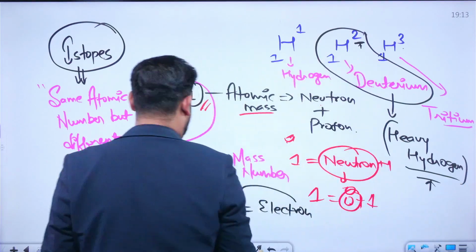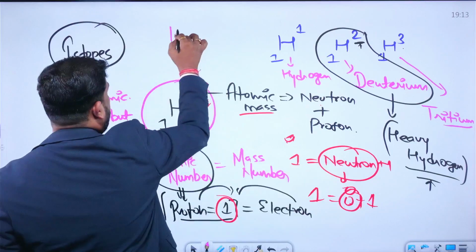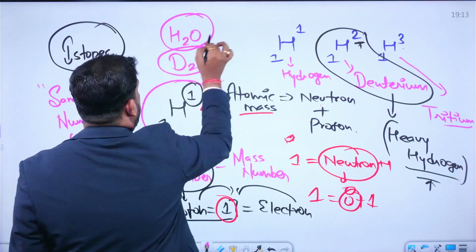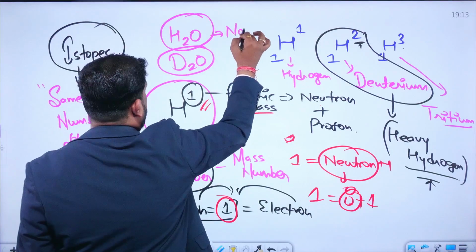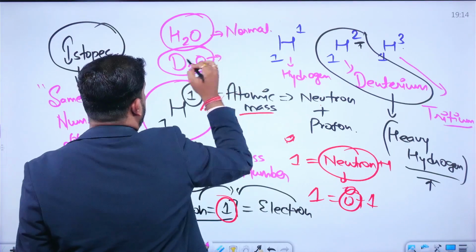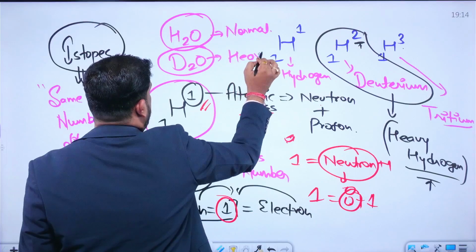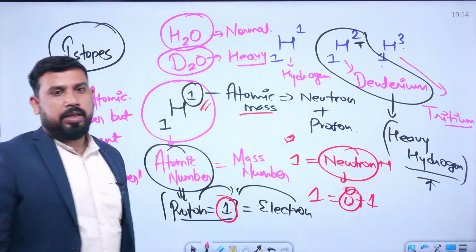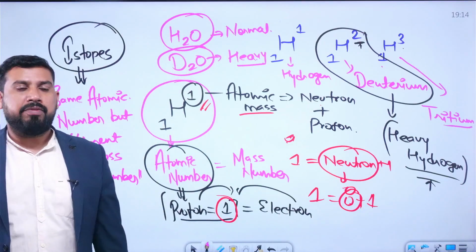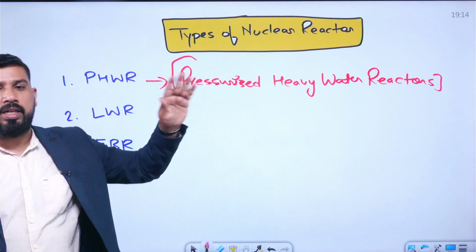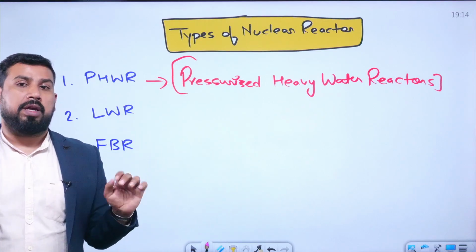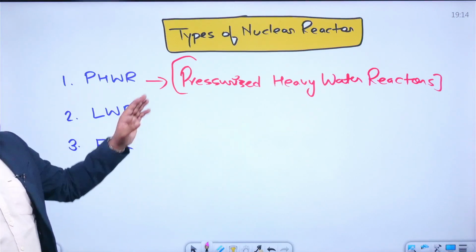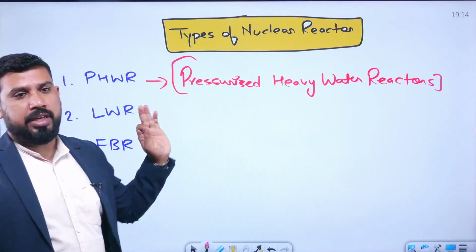When we talk about water, we can denote it by H2O. But when we denote D2O, this is normal water versus heavy water. D2O is known as heavy water because it is formed from deuterium, 1H2. So when we talk about the pressurized heavy water reactor in which we use heavy water, what is heavy water? Heavy water is associated with deuterium. So deuterium water is used in these pressurized heavy water reactors.